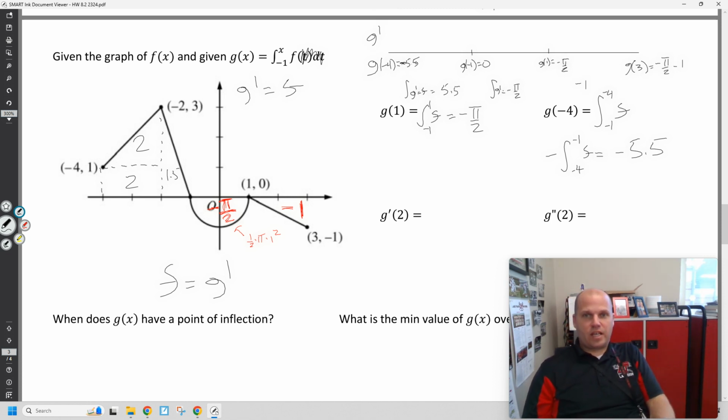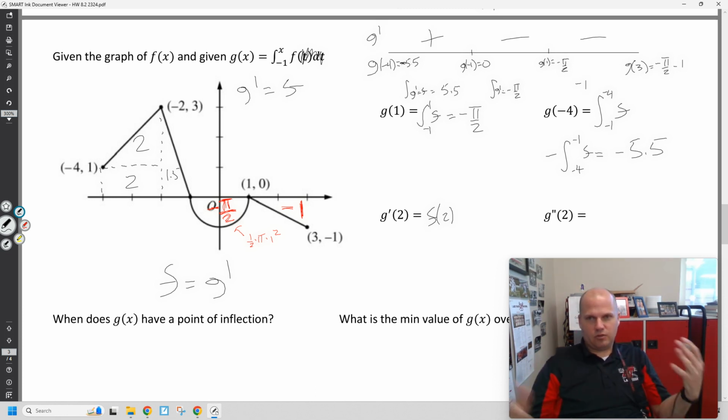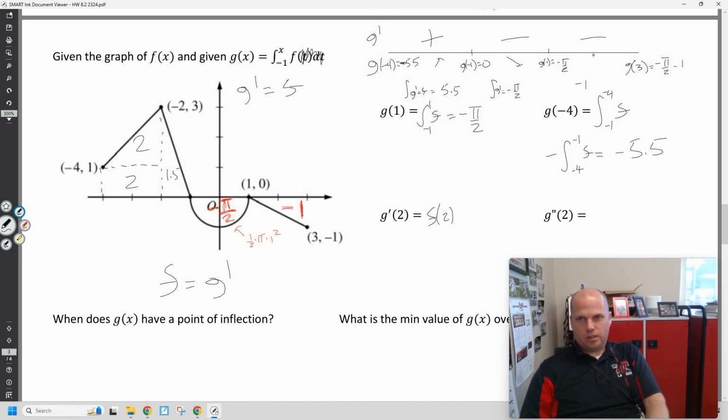Making sure everything works out. I start at -5.5. I add 0.5. I get to 0. I subtract -0.5. I get to -0.5. I subtract 1. I get pi over 2 minus 1. I'm adding all of these values, or like adding -1. All right, g prime of 2 is equal to f of 2. And again, this is positive, negative, negative. That tells me g is increasing, decreasing, decreasing.